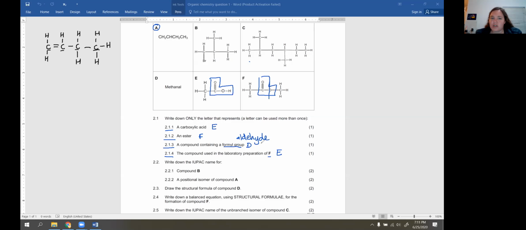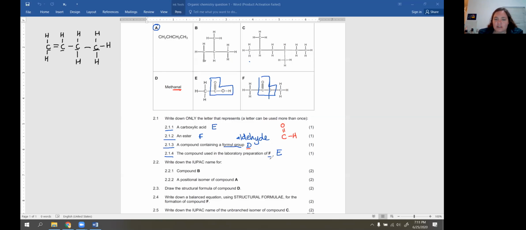tend to overlook it. So if we're looking for an aldehyde, we need a C double bond O straight onto an H. None of them have that. However, the ending of an aldehyde is ANAL, which is why the answer is D. So you had to do a little bit of stretching there with remembering what a formyl group was, what it belonged with, and then identifying.